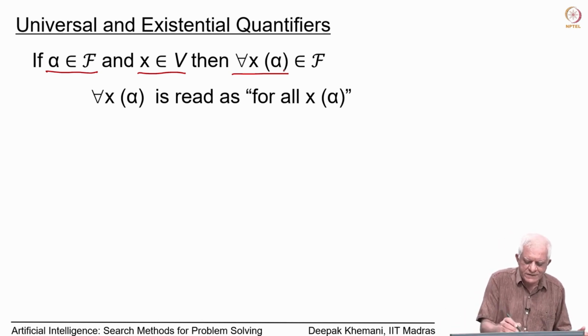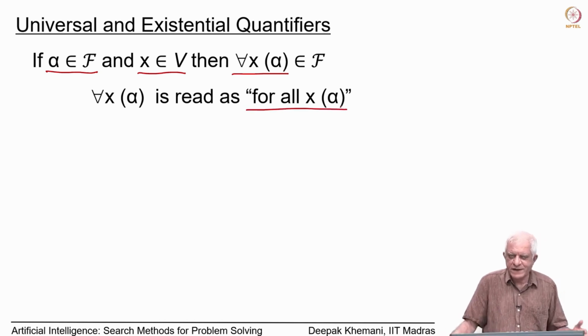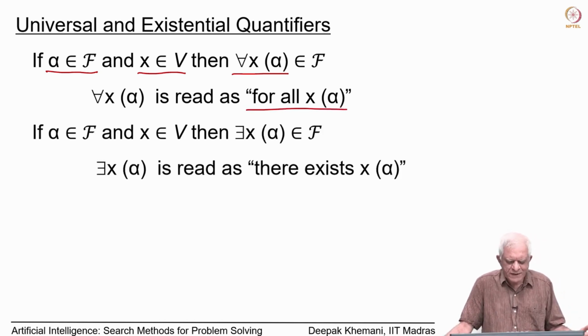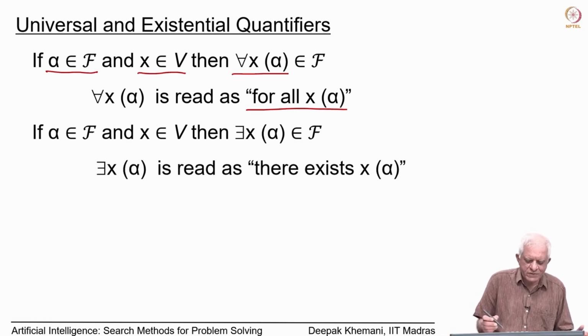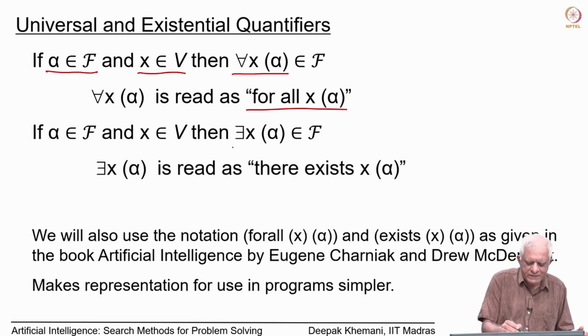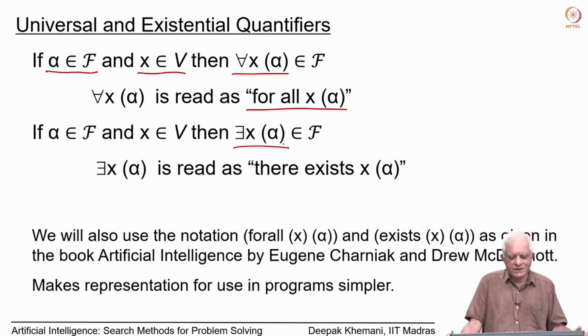And the way we read this is for all x alpha, as you are probably familiar. Likewise, for the existential quantifier, we have there exists x alpha as a formula, and it is read as there exists an x such that alpha is true. For example, you might say there exists a number which is even, even x, or for the universal formula you can say that for all numbers x, x plus 1 is greater than x. So, these are true statements. You can also of course make false statements.